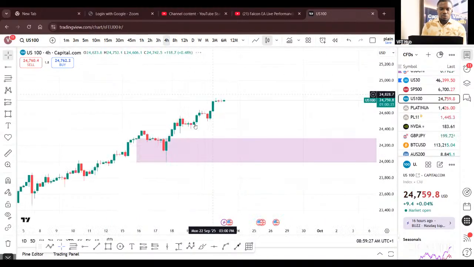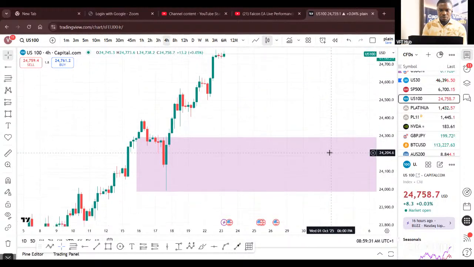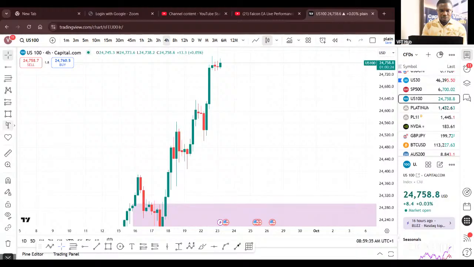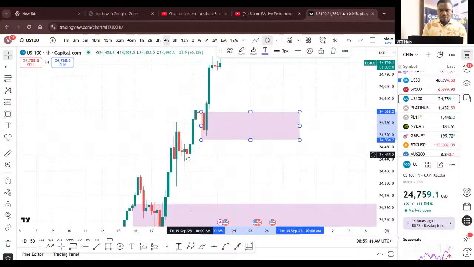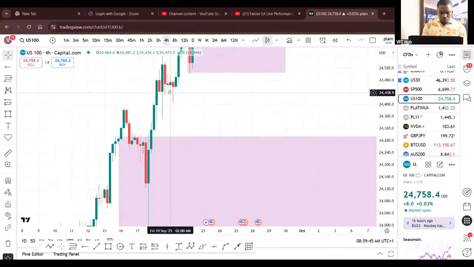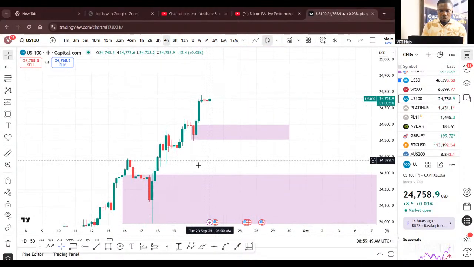What happens then on the 4-hour time frame? On the 4-hour time frame, also we have this that's not been mitigated. It's a fresh zone. Price didn't test it. However, price tested this one with this candle. So there are two areas I'll be watching out for quickly. This zone and this zone.